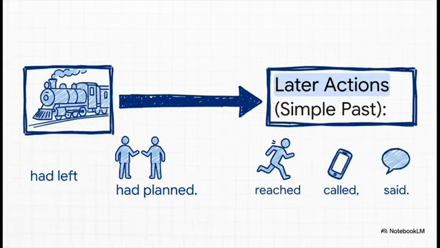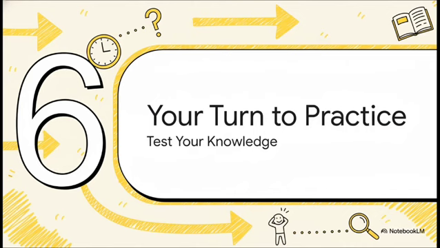So let's break that down real quick. The earlier actions, the past before the past, are in the past perfect, had left and had planned. The later actions, the ones that kind of move the story forward, are in the simple past, reached and was disappointed. This is exactly how you create that depth and clarity when you're telling a story. Awesome, you've seen the theory, you've seen it in action. Now it's time to put that knowledge to the test yourself and really make it stick.